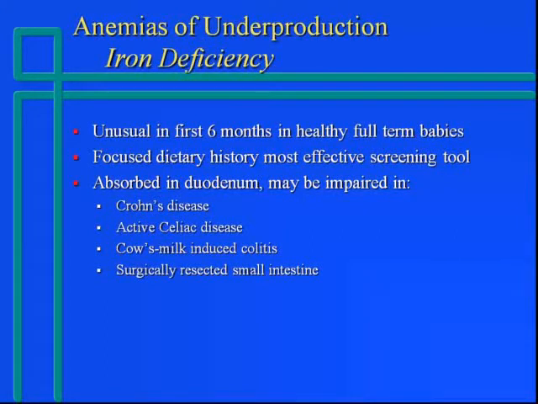Iron is absorbed in the duodenum, so its absorption can be impaired in several different GI conditions, including Crohn's disease, active celiac disease, cow's milk-induced colitis, or if a patient has had surgical resection of their small intestine.